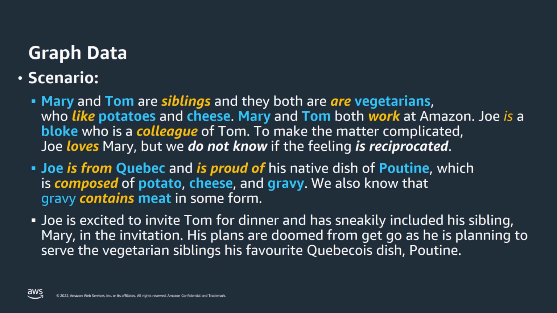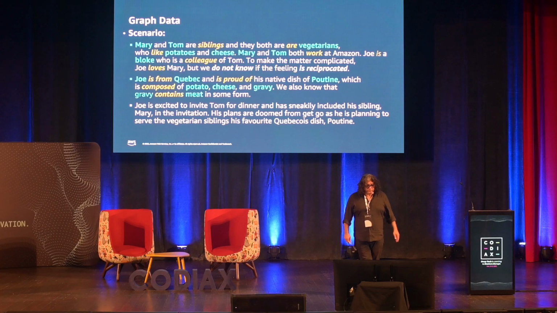Now I'm giving you a scenario here to see how much information is there in a seemingly simple scenario. Mary and Tom are siblings and they are both vegetarians. They like potato, they like cheese. Mary and Tom both work at Amazon. Joe is a bloke who is a colleague of Tom. To make the matter complicated, Joe loves Mary, but we do not know if the feeling is reciprocated.